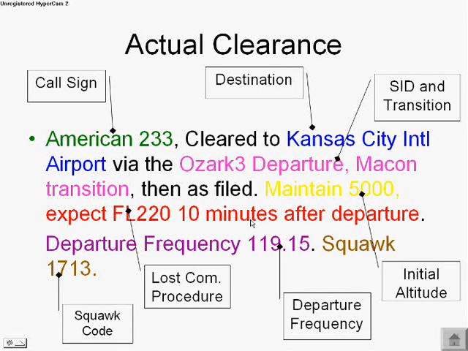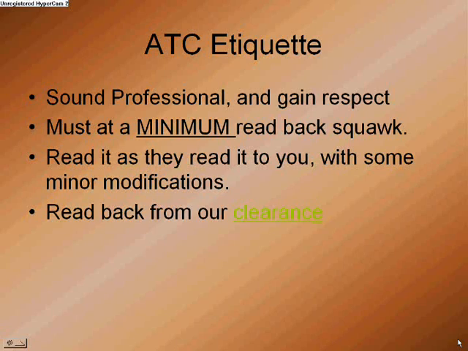You would read your clearance, and then you would read back this: American 233 cleared to Kansas City International Airport via the Ozark 3 departure, Macon transition. Maintain 5,000, expect flight level 220 10 minutes after departure. Departure frequency 119.15, squawk 1713. So they're almost exactly the same. And that's pretty much that part of it.